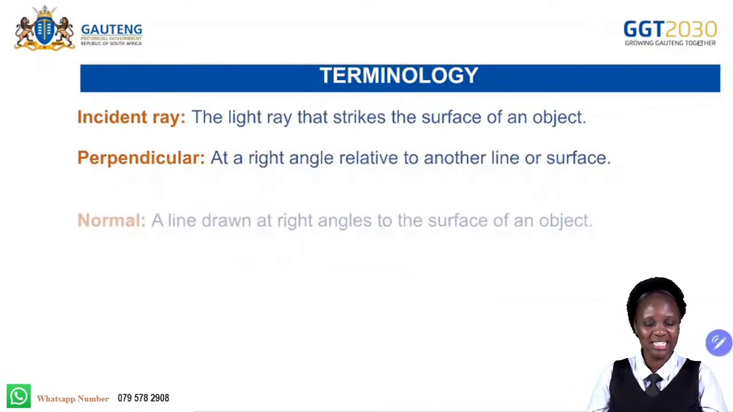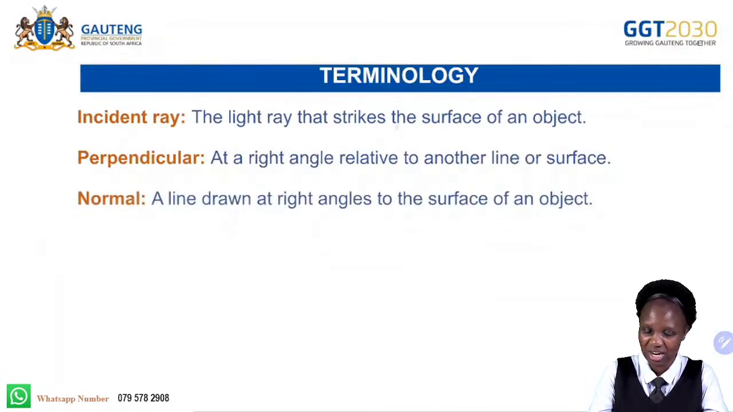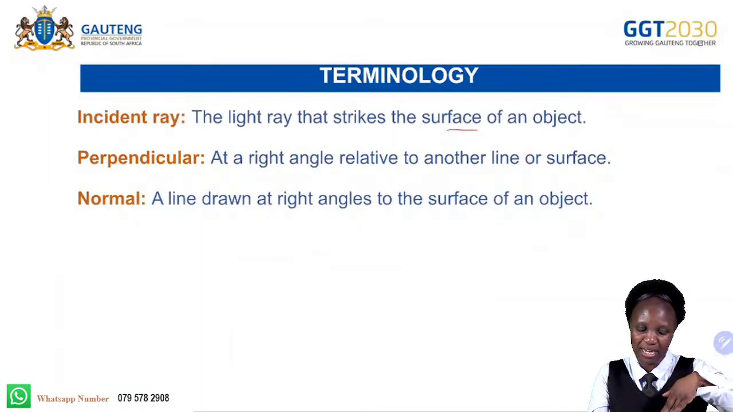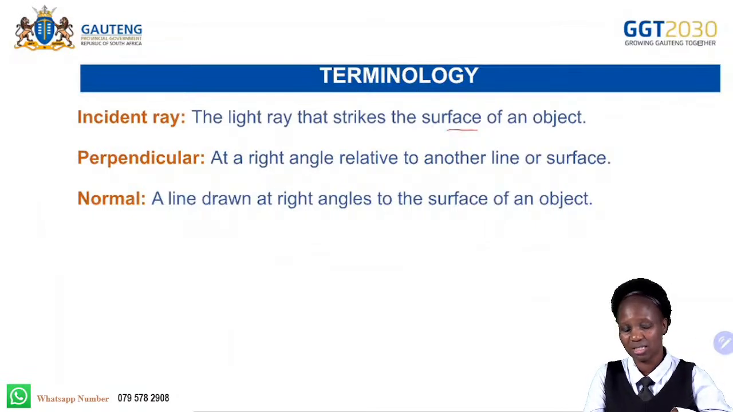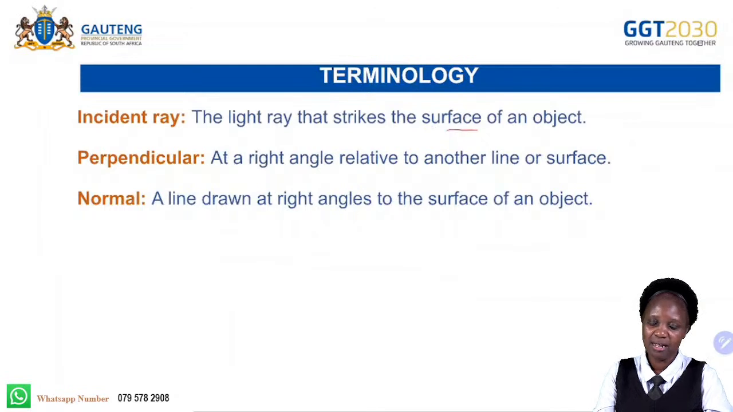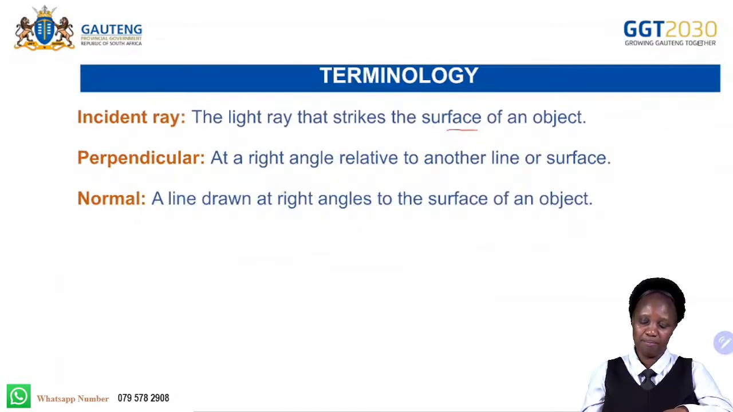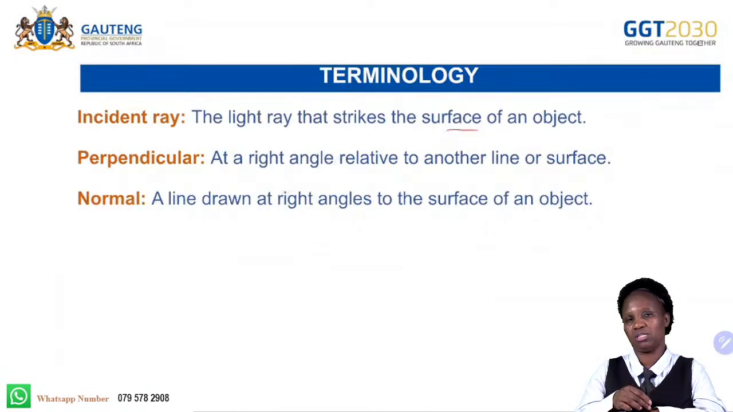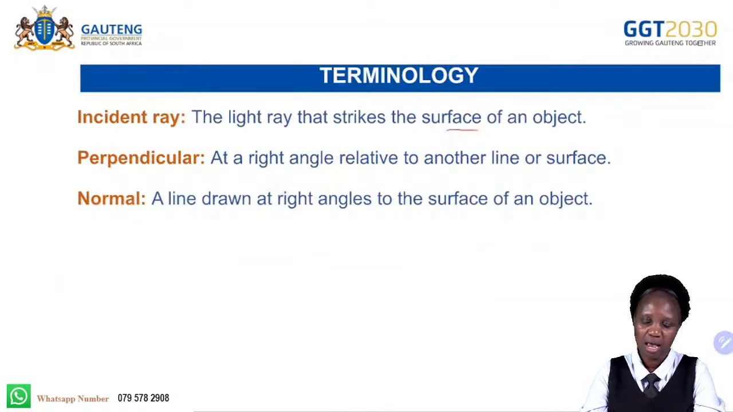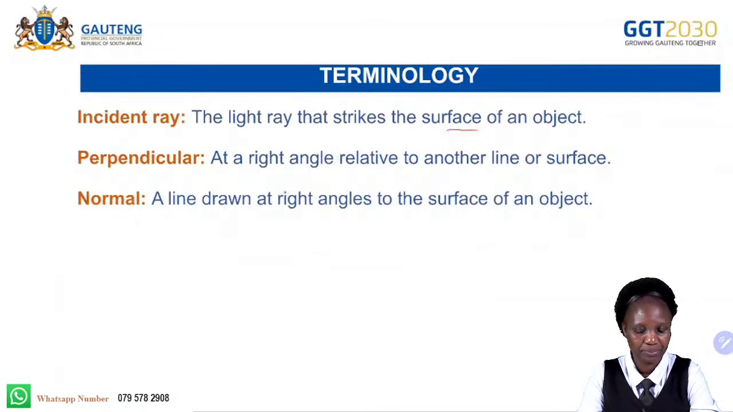All right, we've got the incident ray. This is the light ray that strikes the surface of an object. And we also call it the incoming ray because this is the ray that is coming into the surface. All right. And then perpendicular. When we're talking about perpendicular, we're talking about a right angle relative to another line on a surface. Okay, for example, let's say this is the surface. Then this pen will be perpendicular to the surface. Then it forms a what? A right angle. Do you get it? That is perpendicular.